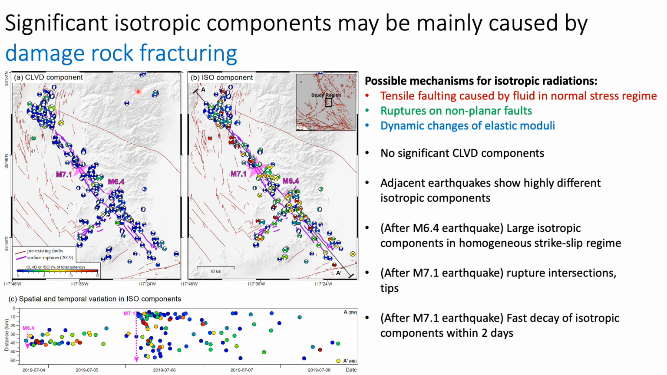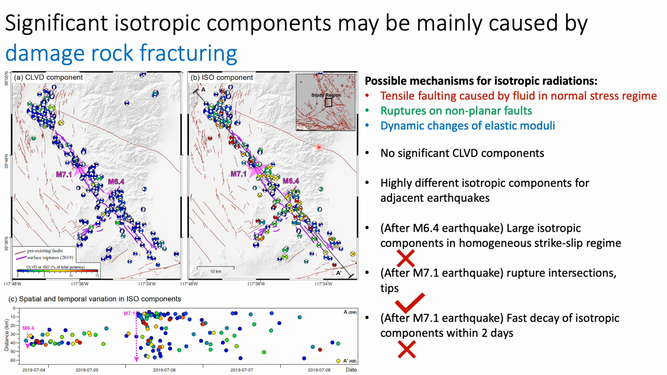There are no significant CLVD components, and adjacent earthquakes show highly different isotropic components. Between magnitude 6.4 and 7.1 earthquakes, we observe large isotropic components in a homogeneous strike-slip stress regime. After the magnitude 7.1 earthquake, most events with significant isotropic components are located near the rupture intersections and tips, and the maximum isotropic components decay fast within 2 days after the mainshock.